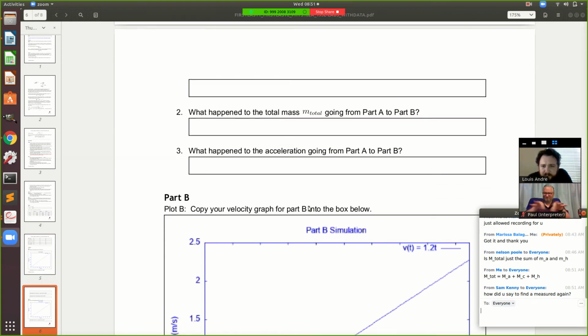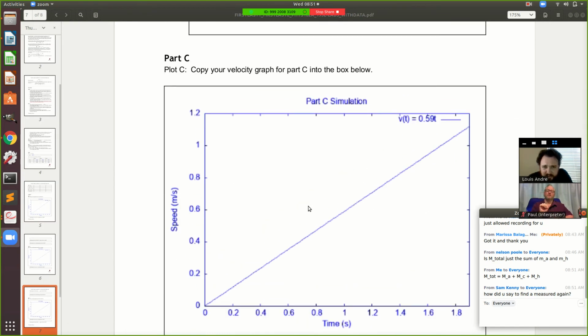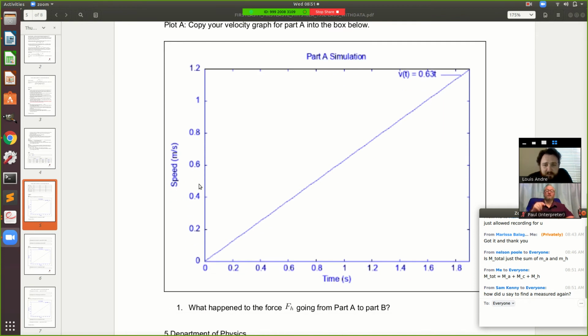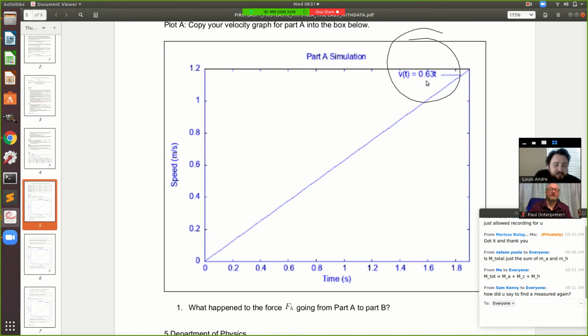Part A plot, part B plot, and a part C plot. The plot is speed or velocity versus time, right? And then it gives you this V of t is 0.63 t right there at the top. That right there is going to be your equation of motion for this plot. That looks like y equals mx plus b, right, where 0.63 is the slope.